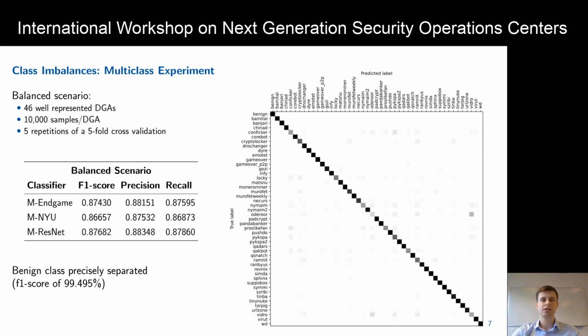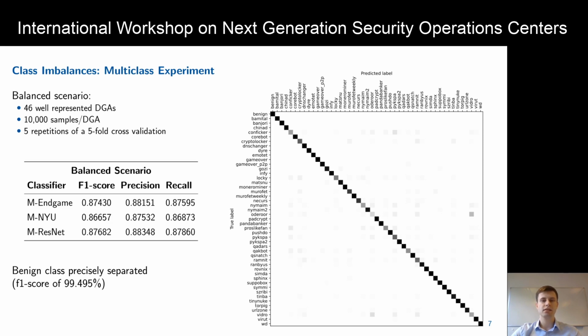In the table you can see the results for the balance scenario. All classifiers achieve comparable results. To further visualize the classification performance, we provide the confusion matrix of our ResNet-based classifier on the right side. Each block within the figure represents the fraction of samples of the class on the vertical axis, which is labeled as a class on the horizontal axis. A perfect classifier would correspond to an identity matrix of black blocks.